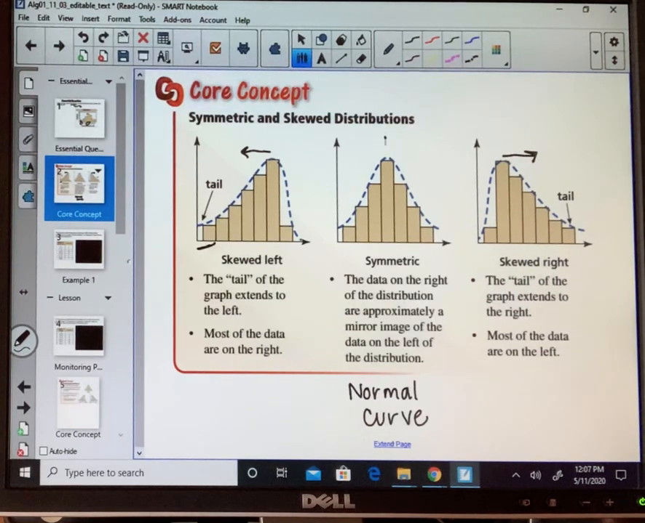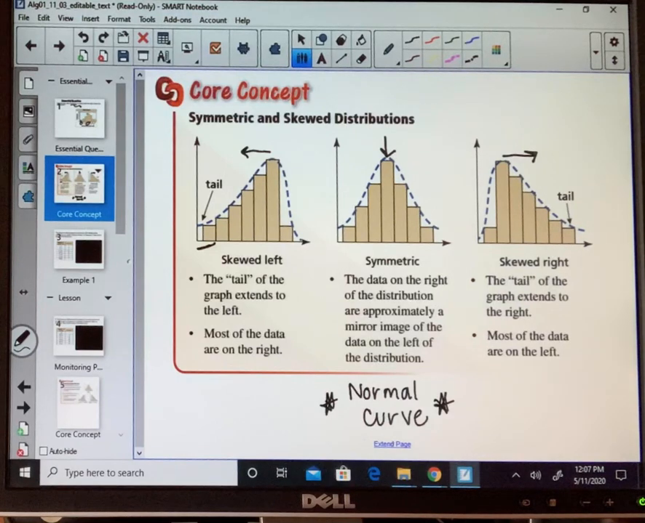Okay, symmetric is really what we go for. That's the one that's called a normal curve. That's what I wrote down here. We'll talk more about that tomorrow and why data that uses symmetric distributions or normal curves gives us a lot more statistics than we can get if it's skewed left or right. But yeah, that'll be more to come.